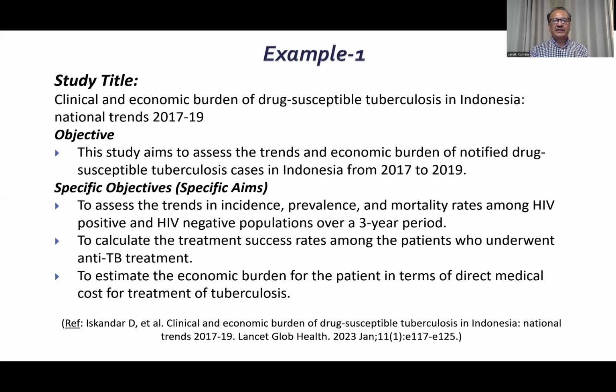Clinical and economic burden of drug-susceptible TB in Indonesia, national trends from 2017 to 19. So that's the study title, and objective is also to assess the trends in economic burden. Whereas specific objectives can be to assess the trends in incidence, prevalence, and mortality rate during that period, to calculate the treatment success rates. So that's the second specific objective. And the third is to estimate the economic burden for the patients in terms of direct medical cost for treatment of TB. So these are the three parts of the same general objective. So objective and specific objectives.